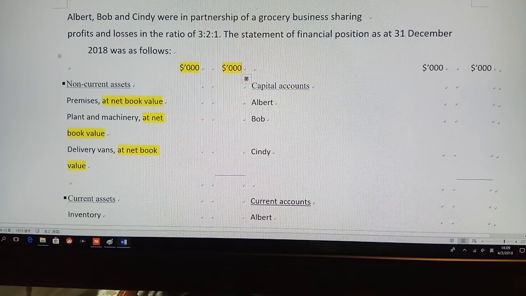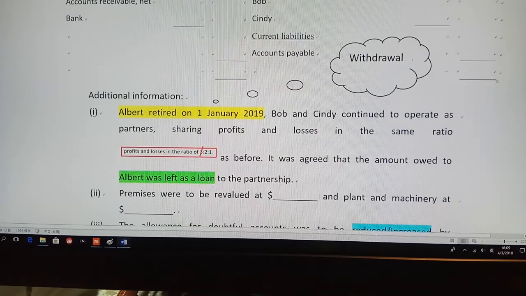Remember the thousands figures. Say for example 100 here means 100,000. Remember, okay? And right here you'll see that Albert will retire on the 1st of January, and the other partners, Bob and Cindy, will continue to operate as partners. The sharing profit and loss in the same ratio.